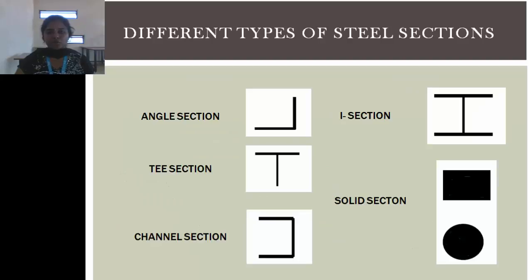Different types of sections are used in steel connections. Here are the different sections: angle section, T section, channel section, I section, solid section. Angle sections are used in trusses and such types of connections. T section is used for connecting the beam and the column. Channel section and I section are used for bracings, column sections, and such things.